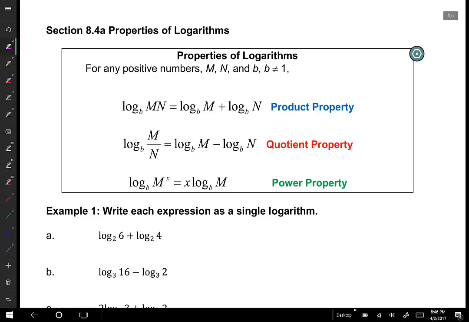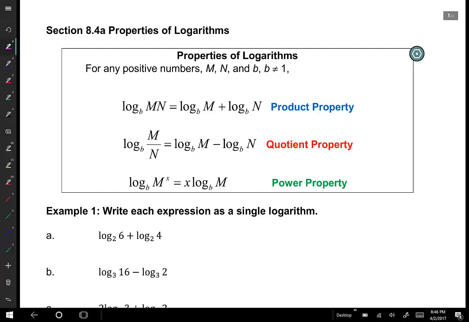As we look today at the properties of logarithms, we're going to be moving away from graphing and more into the algebraic manipulation of logarithms, and see that they have a number of rules that relate to exponentials and are kind of the inverse of each of those rules. So our three rules that we're going to be focused on today are the product, the quotient, and the power property.